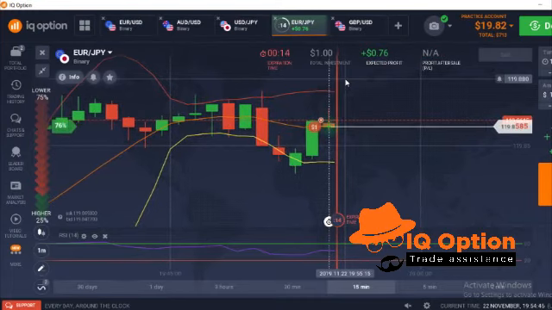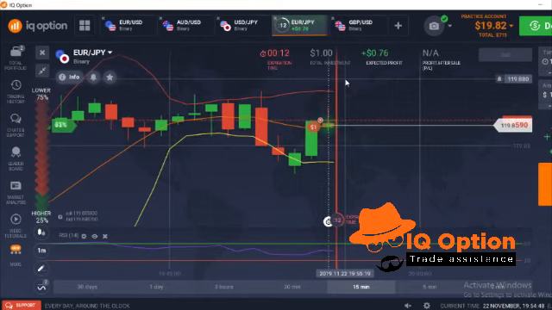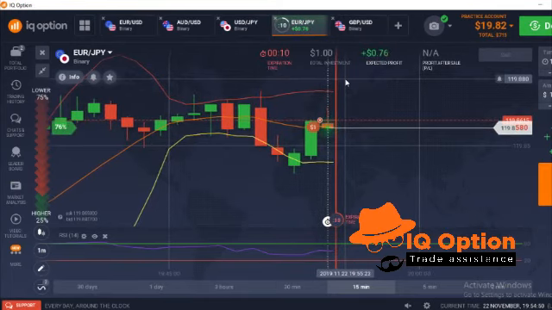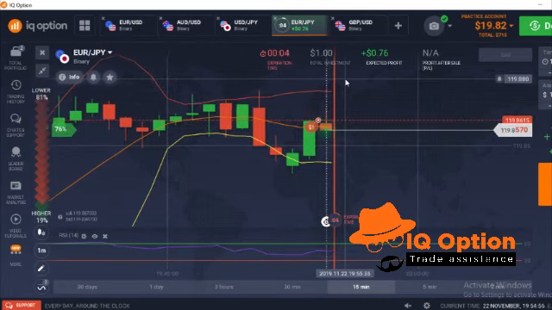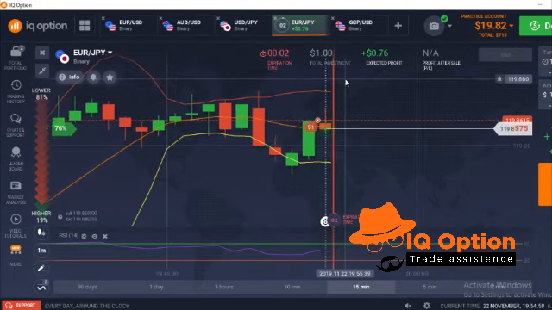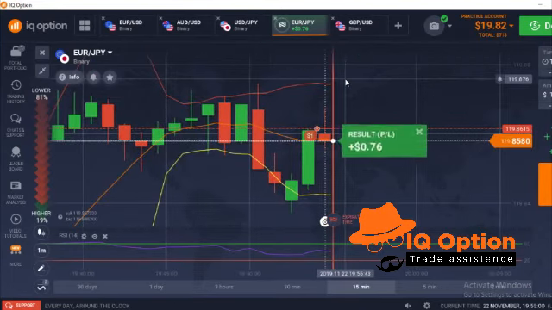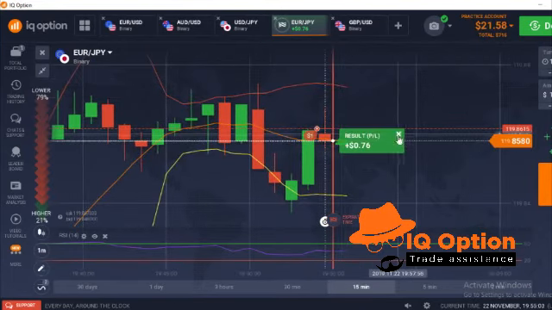So we wait. You see the market is quite volatile. All our trades have been very closely won. Yes, and we won this trade. So now our balance is at $21.58. So tomorrow we will trade up to $29. We will continue like that until you get to $100.